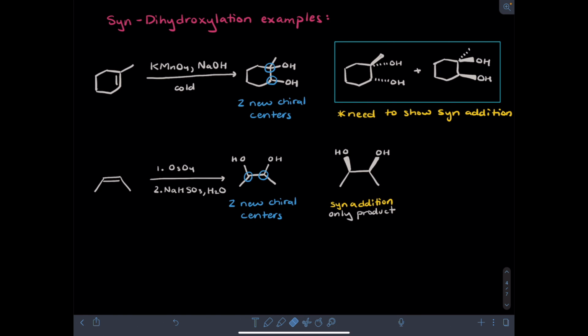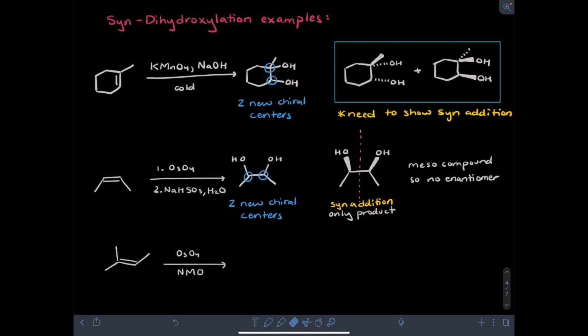Here I need to show syn addition, but rather than a mixture of 2 enantiomers, this reaction forms a single product. The reason this is the only product is that it is a meso compound. It has 2 chiral centers, but it has an internal plane of symmetry. Because it's a meso compound, it can't have an enantiomer, so it is the only product that forms.